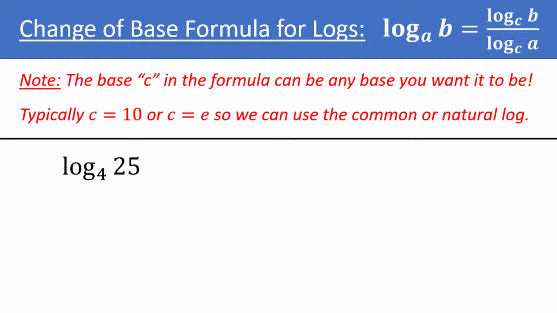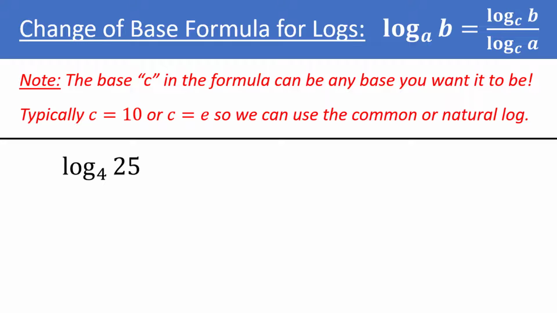This log asks us, 4 raised to what power is equal to 25? Well, 4 squared is equal to 16, and 4 to the third power is 64. So the answer must be somewhere between 2 and 3, but who knows what it is exactly. And our calculator, of course, does not have a log base 4 button. So without the change of base formula, we'd be out of luck.